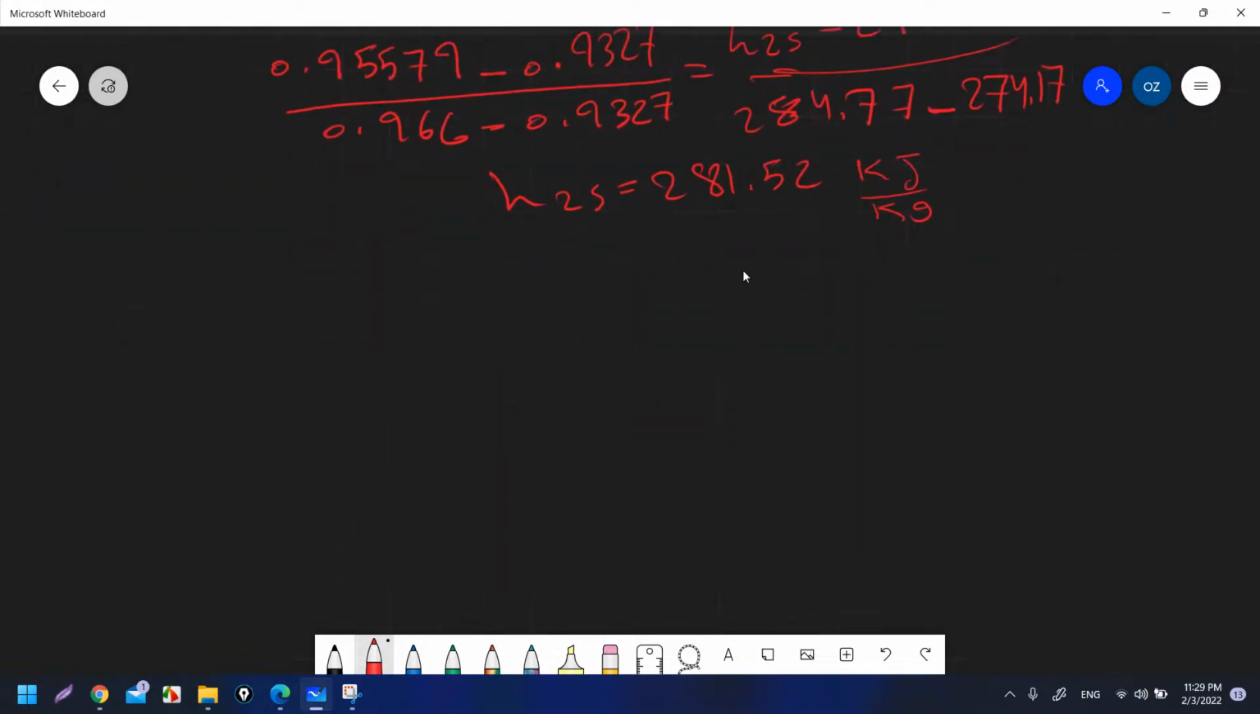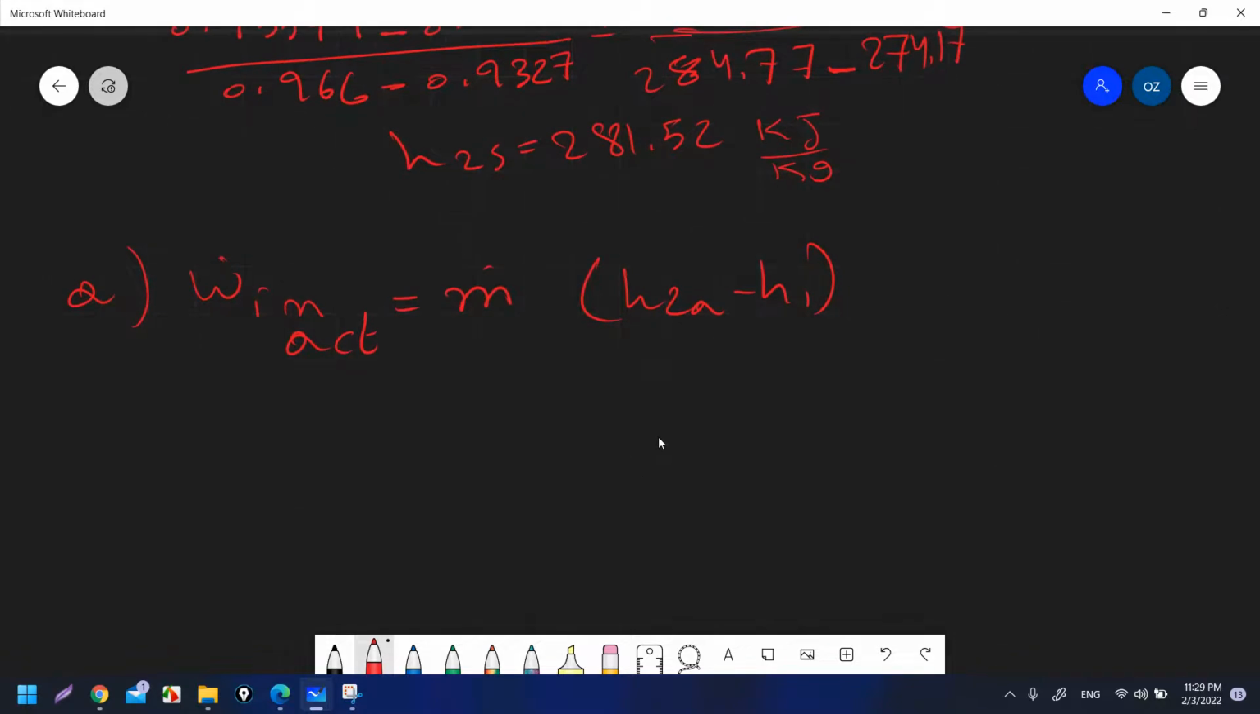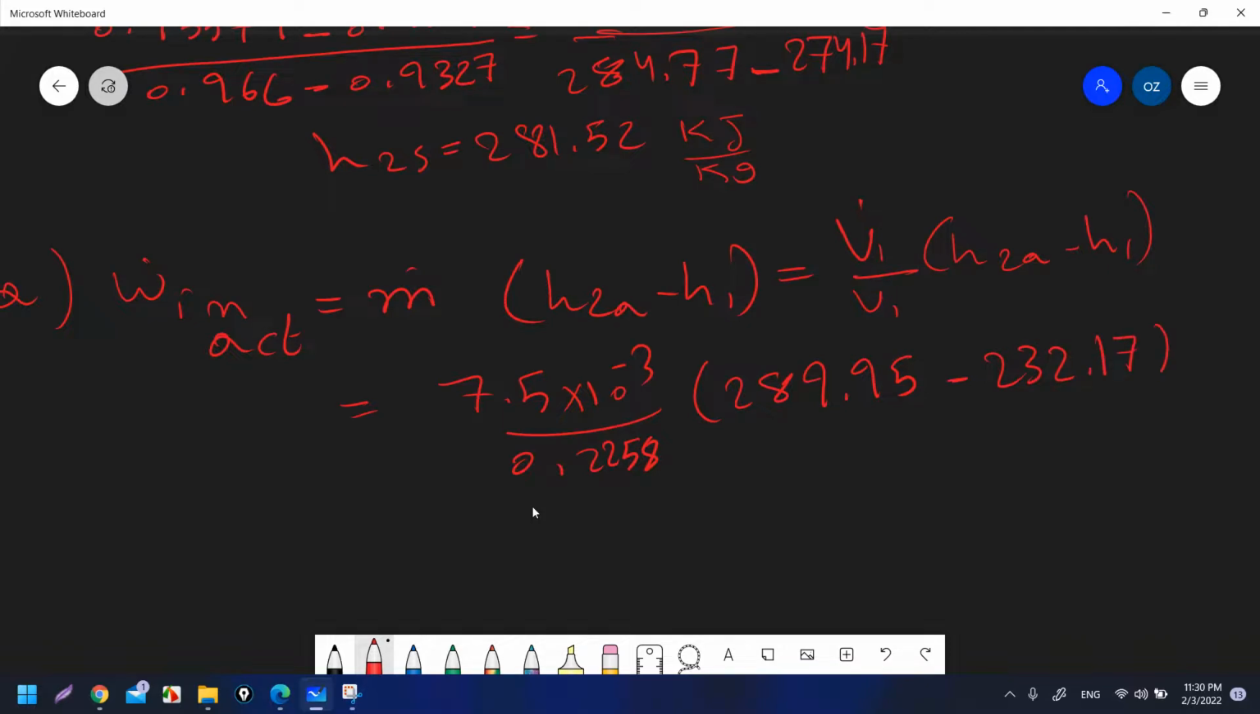So let's return back and find our requirements. At part A, he wants to find the actual work, which we said from the energy balance is m dot times h2a minus h1, and m dot is already V1 dot over v1. So this will equal 7.5 times 10 to the power negative 3, the volume flow rate, over 0.2258, that is v1 that we got, times 289.95, H2A, minus 232.17. This will give me the actual work in dot, the power, 1.92 kilowatt.